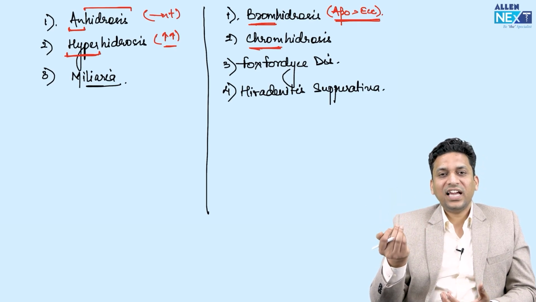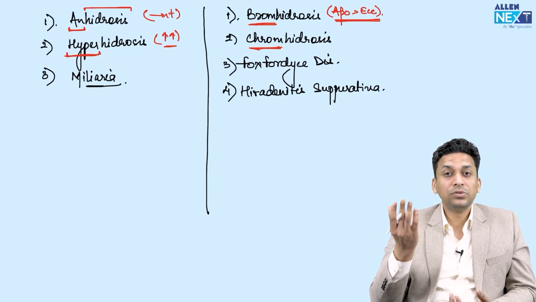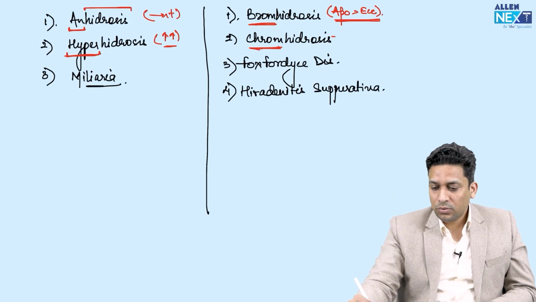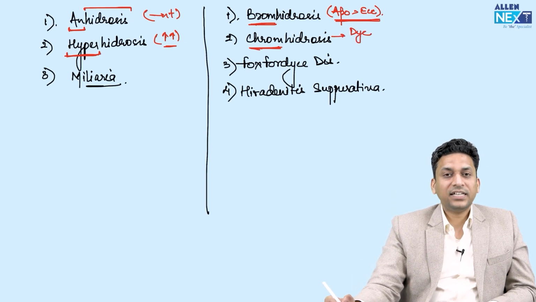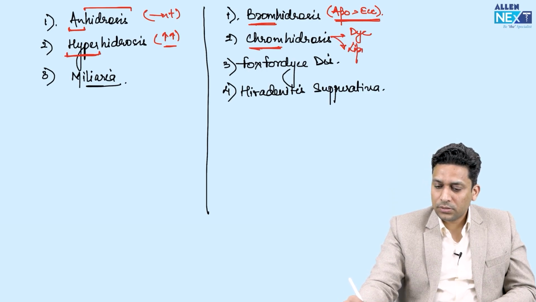Now, why does sweat have color? This color can be due to various investigations where we use various dyes. So, this is due to dye. It can be due to lipofuscins which are secreted in the sweat. So, it can be due to lipofuscins.